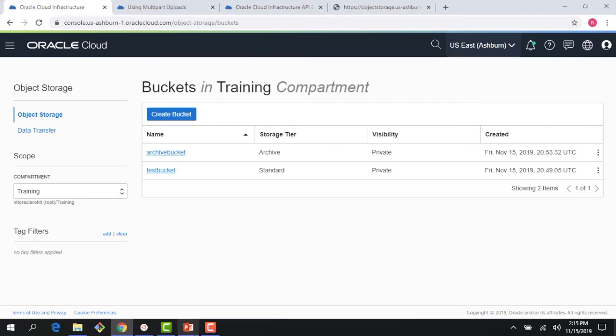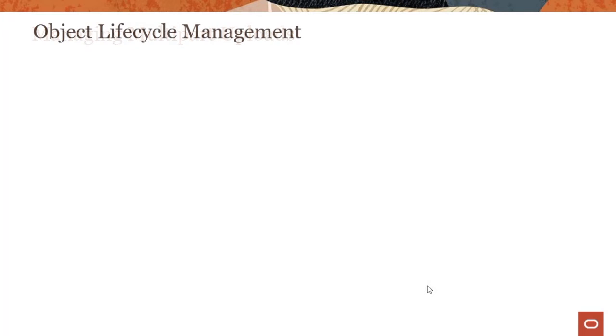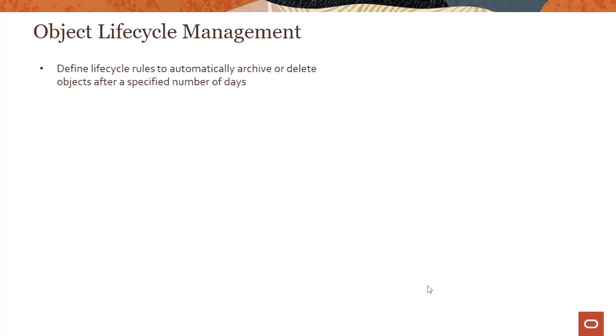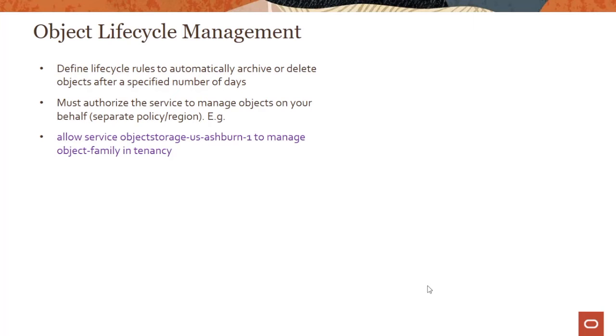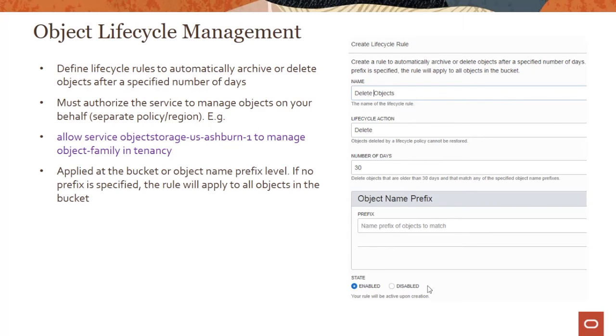All right, so let's switch back to the slides and talk about another key capability, which is around object lifecycle management. You can define lifecycle rules to automatically archive or delete objects after a specified number of days. Now, as we saw in the cross-region copy, you have to authorize the service to manage objects on your behalf. So you have to write a policy, otherwise this thing doesn't work. And it's pretty straightforward to create a lifecycle rule. You can create a rule like this, and then you can apply the rule at the bucket level or the object name prefix level. If no prefix is specified, the rule will apply to all the objects in the bucket.